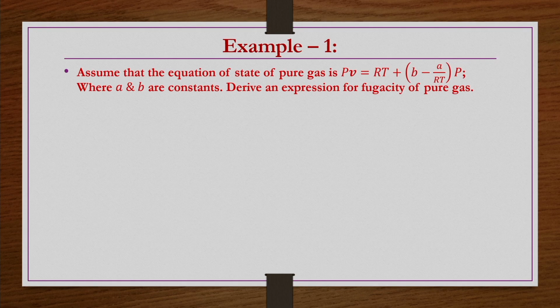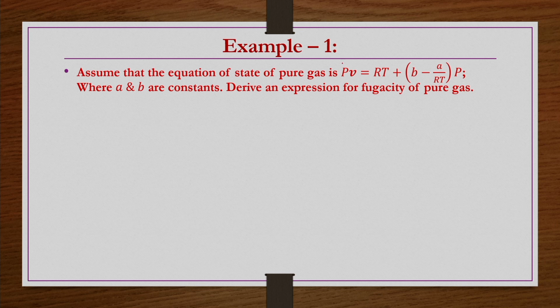Now what we do is take a few example problems based on what we have seen, the fugacity calculations from volumetric information, where temperature and pressure are the independent variables, which we have derived. Based on those, we now see a few example problems. Example 1: assume that the equation of state of a pure gas is PV equals RT plus (B minus A by RT) P, where A and B are constants. Derive an expression for the fugacity of the pure gas.